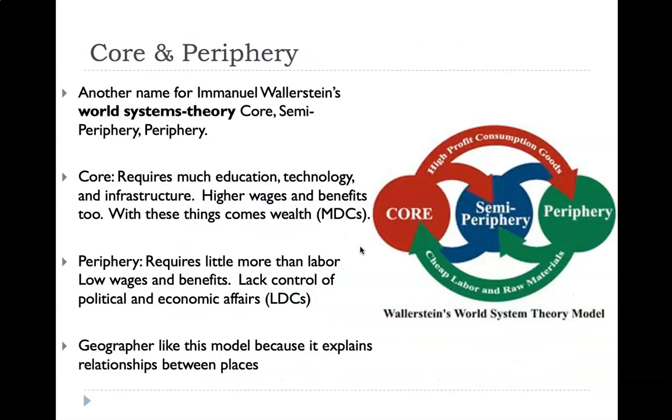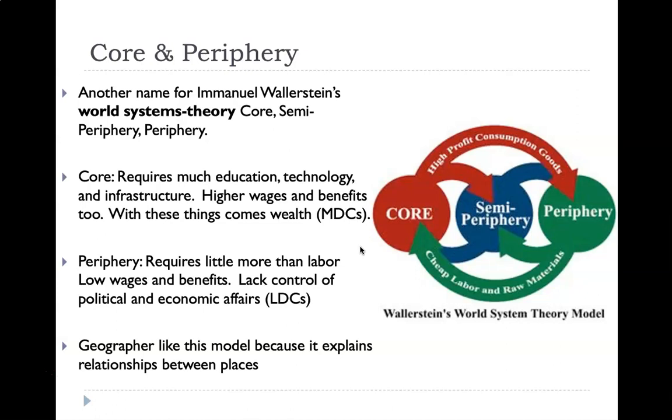All right. This leads us then to the core periphery model, right? Core and periphery, which is another name for Immanuel Wallerstein's world systems theory, right? And in Wallerstein's theory, there is a core which requires a lot of education, has a lot of technology and infrastructure already there. There's high wages, there's benefits, and this generates wealth, right?